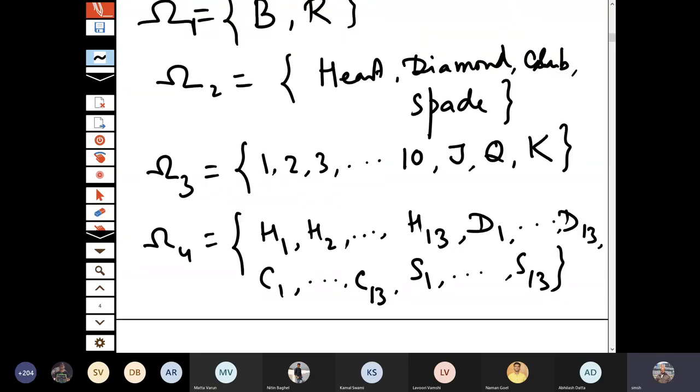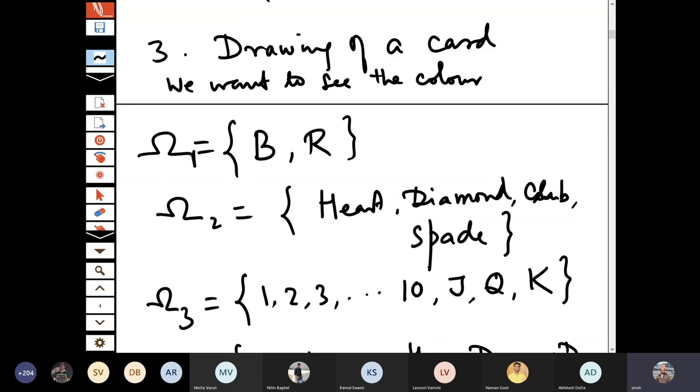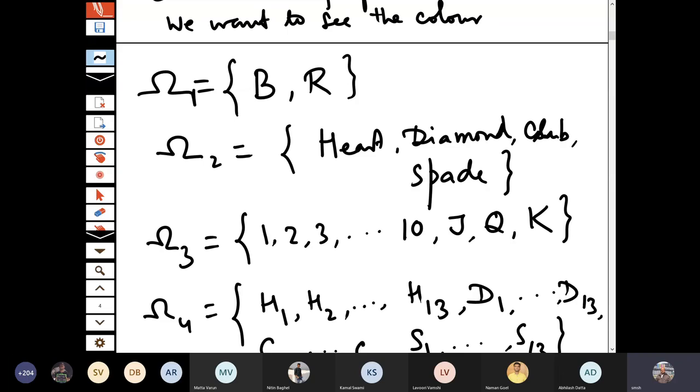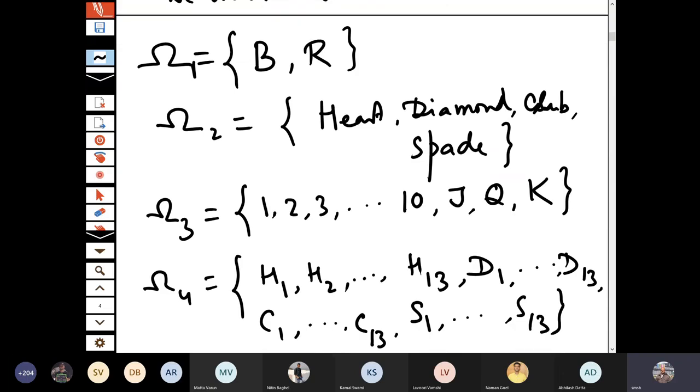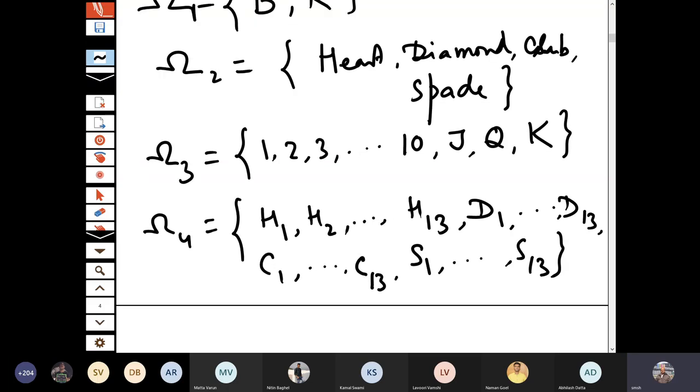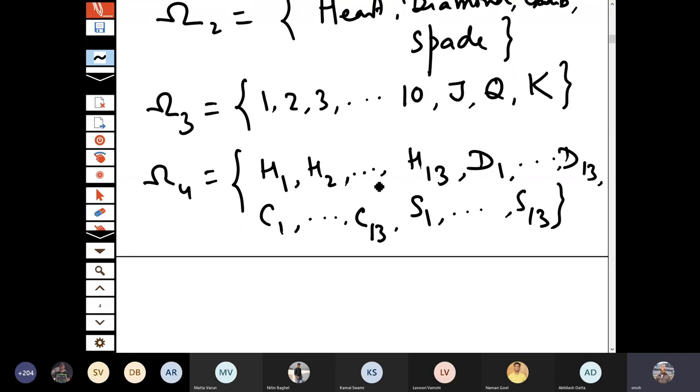So actually this example shows that even if I am talking about drawing of a card from a deck of cards, I can describe the sample space in four different ways, depending upon what is my interest. If I am interested in the color, then this is my sample space. If my interest is the denomination, then I will use omega 2. If I am interested in the value of the card, then I will use omega 3. If I am interested in actually what is the card, then I will use omega 4. So there are 4 different ways of describing this.